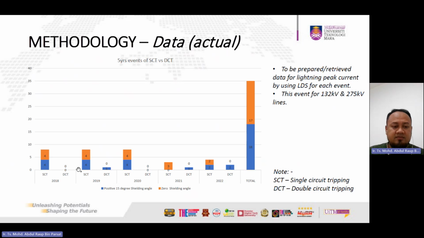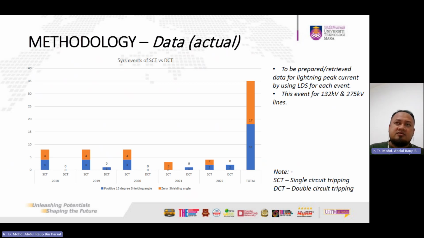As you can see here, the positive 15 degree shielding angle occurs in each year. SCT is single circuit and DCT is double circuit; double circuit occurred once in 2019, once in 2021, and twice in 2022. This positive 15 degree shielding angle is a unique transmission line in Sabah. So I just put the numbers, just put the data.